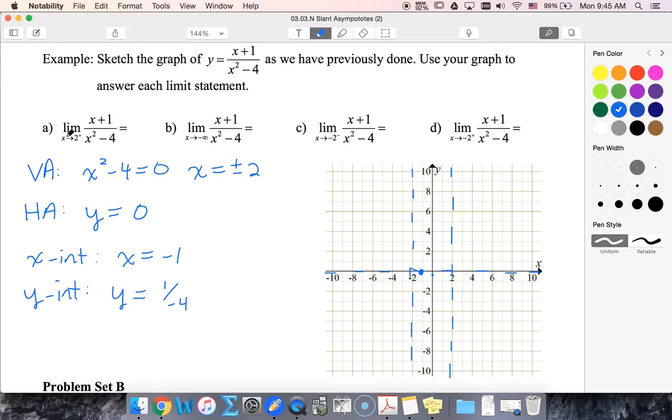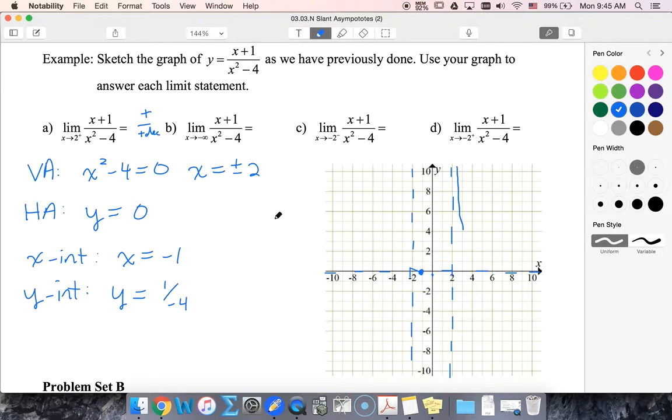As x approaches 2 from the right-hand side, the question is, am I going to be positive infinity or negative infinity? So let's think about what happens here. If I approach 2 from the right-hand side, it's like I'm plugging in 2.1. If I plugged in 2.1, I would get a positive number on the top, and now 2.1 squared is going to be just bigger than 4, so I'm dividing by a positive decimal. So positive divided by positive is going to make positive infinity. So I'm going to approach this way.